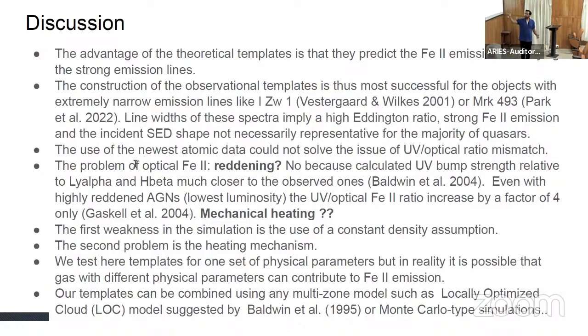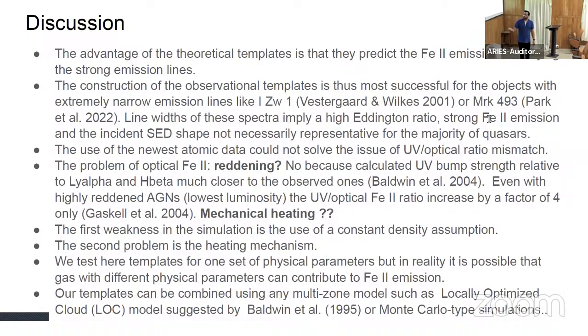So the advantage, as I already said, is that with theoretical templates we can estimate the FeII which is underlying any individual line. And I already discussed that most of the observational templates are made for narrow line Seyfert sources, mainly this source, I Zw 1. And recently there is a template for this source also, Markarian 493. These narrow line Seyferts have a very high accretion ratio and very high FeII emission, but they are not representative of quasars in general.